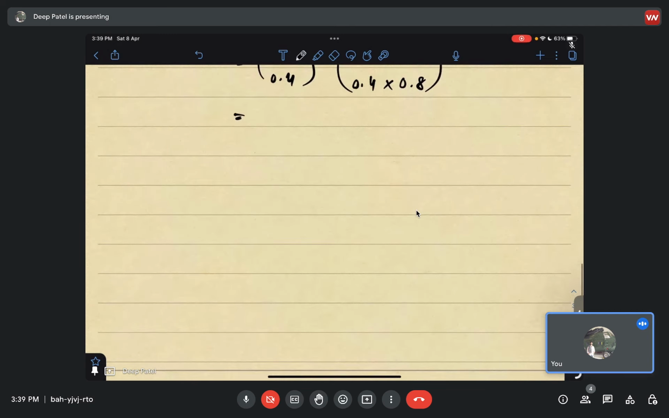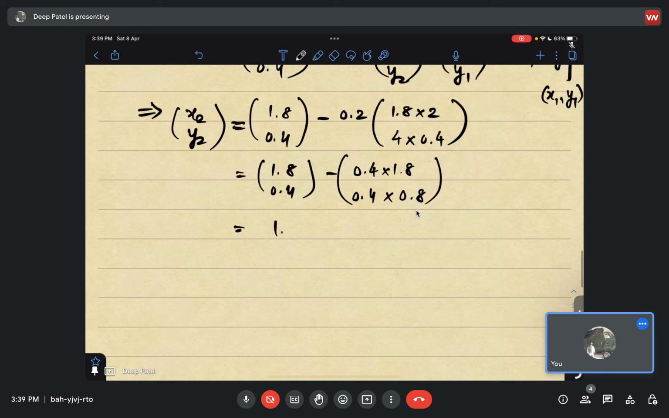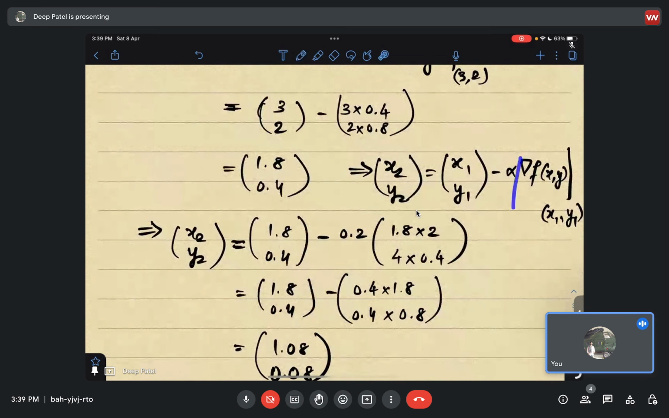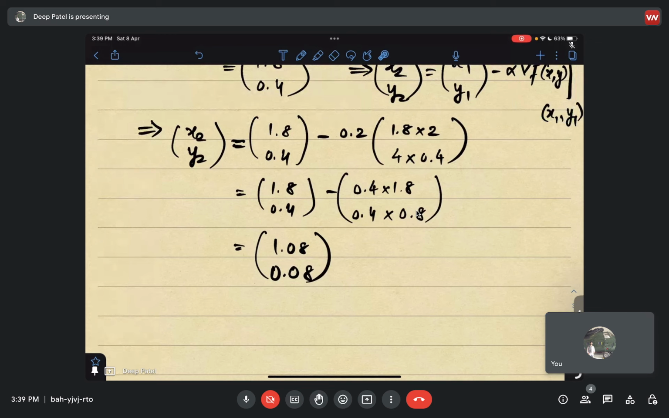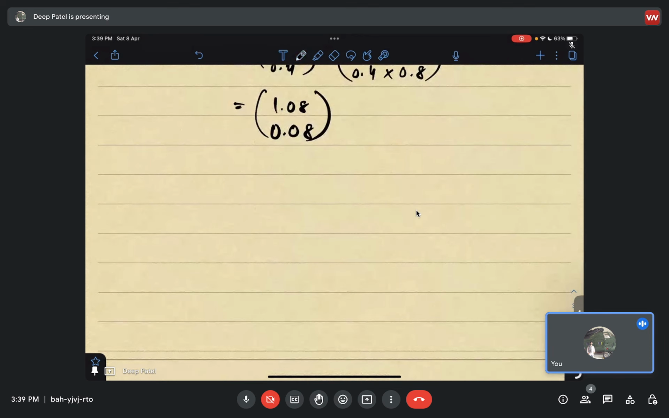It's nothing really conceptual here. The only thing that you need to be careful about is when you're computing the gradient, it has to be at the current iterate. Okay. All right. So moving on to the next question.